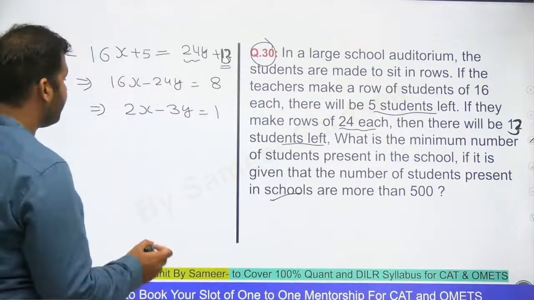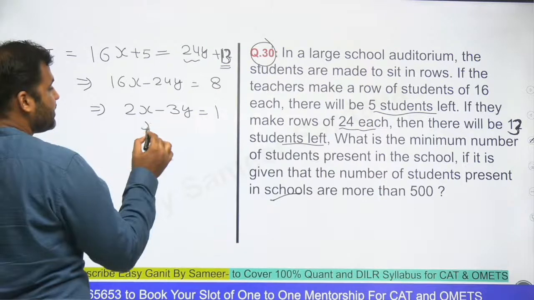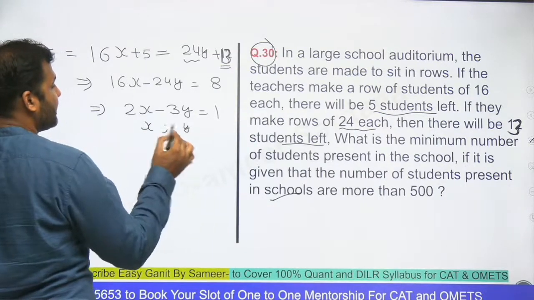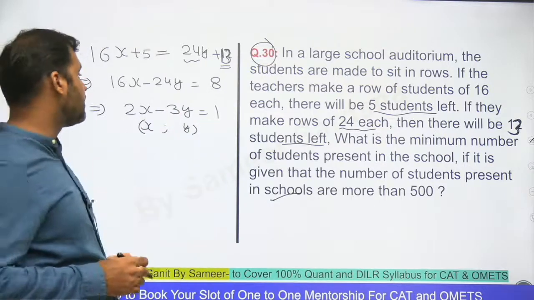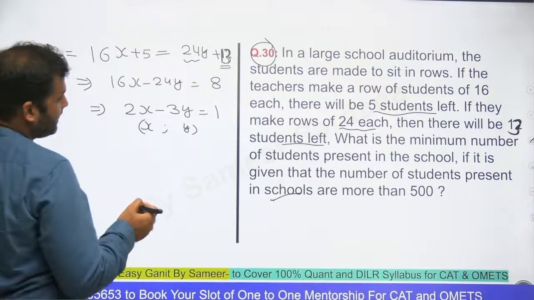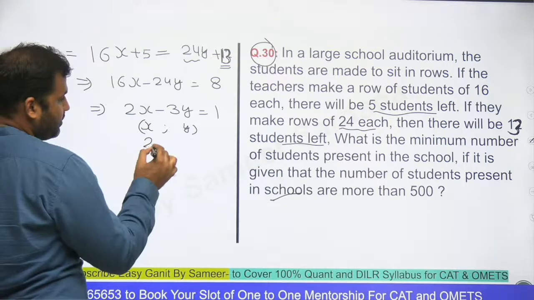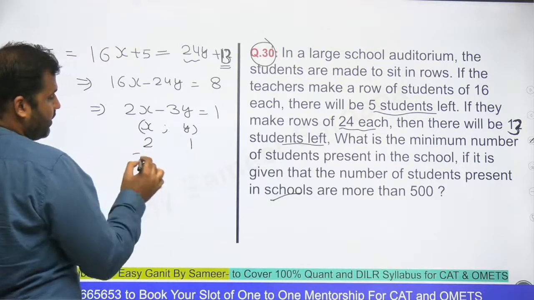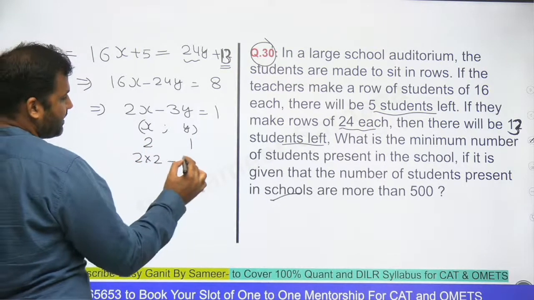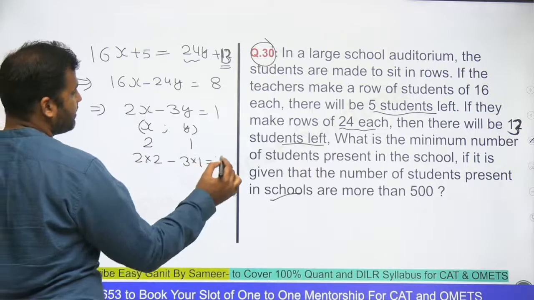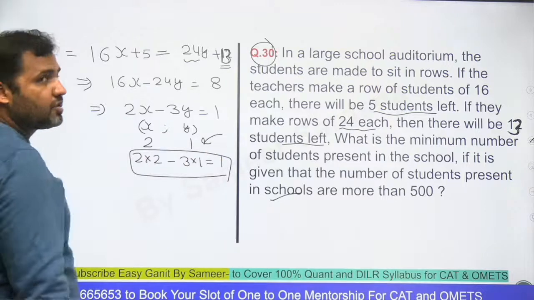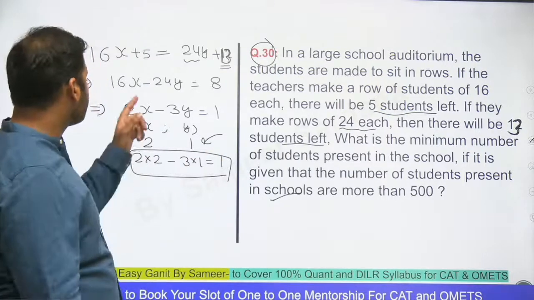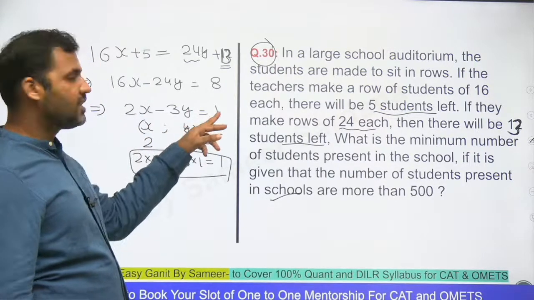Now tell me guys, what is the first integral solution that satisfies this equation, 2x minus 3y is equal to 1? Can I say that if I put x as 2 and y as 1, 2 multiplied by 2 minus 3 multiplied by 1 is equal to 1. So the first integral solution is putting x as 2 and y as 1. Then this satisfies this equation.